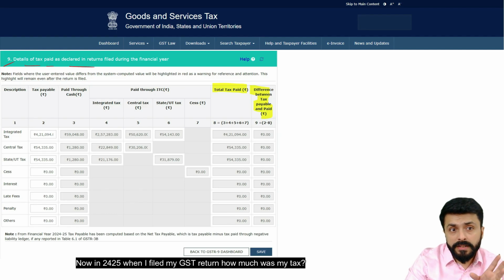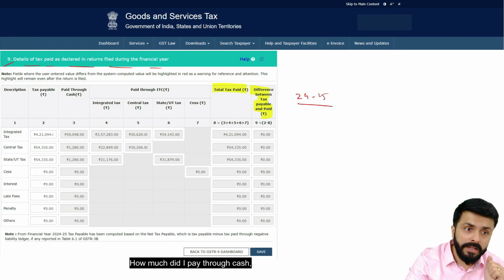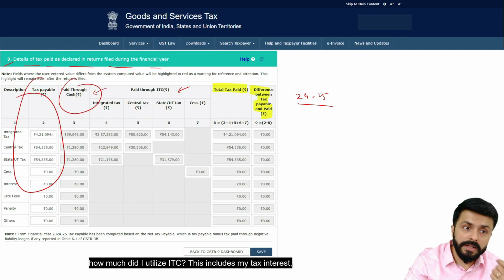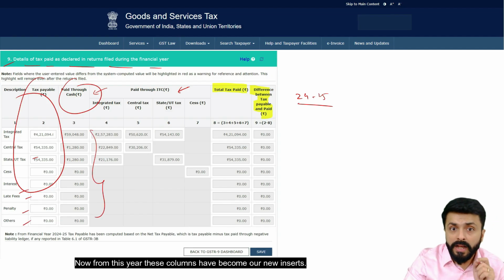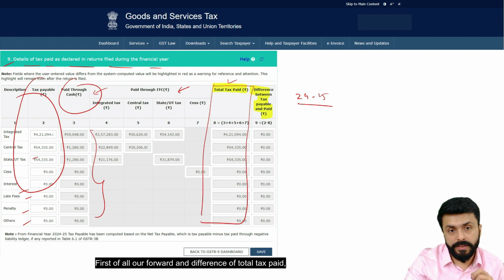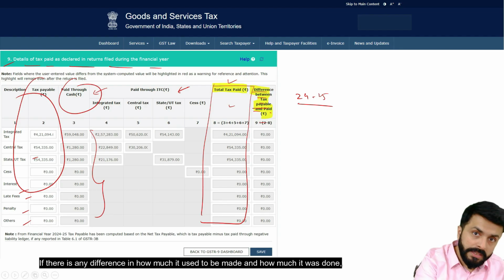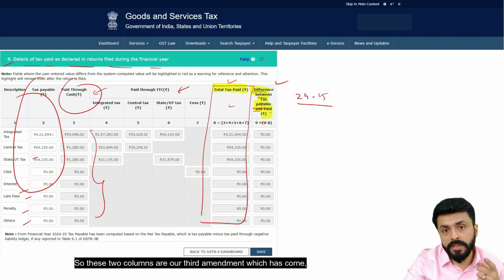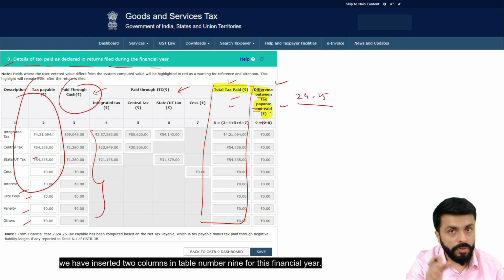Now in 24-25, when I filed my GST return, how much was my tax? How much did I pay through cash? How much did I utilize ITC? This includes my tax, interest, late fees, penalty, or order. Now from this year, these columns have become our new inserts. First of all, the difference of total tax paid, between tax payable and tax paid. If there is any difference between how much was payable and how much was paid, then it is also reflecting from this year. So these two columns are our third amendment which has come. We have inserted 2 columns in table number 9 for this financial year.